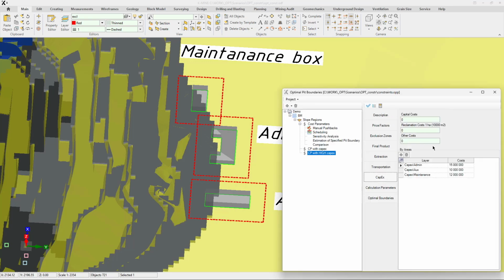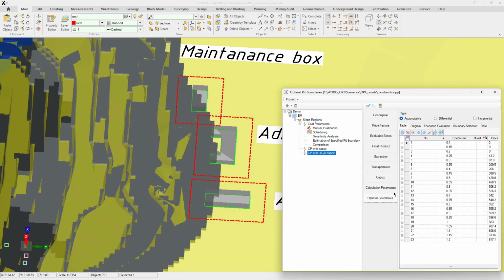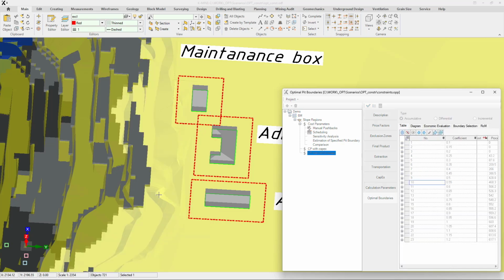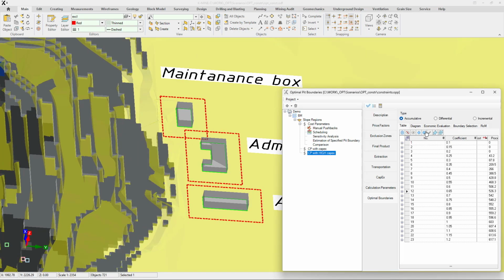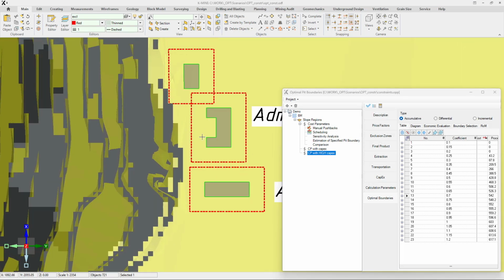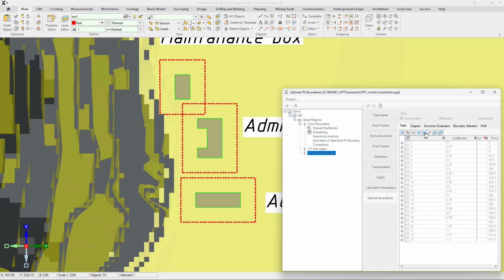Up to a price adjustment coefficient of 0.8, the site remains untouched. However, from 0.8 onward, the blocks of the site start to be included in the extraction process. This can also be observed in the table, which shows at what point the capital expenditures begin to increase. Now, let's consider a scenario with higher capital expenditures.